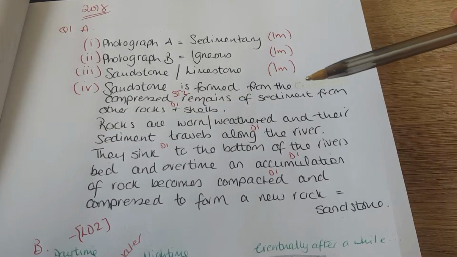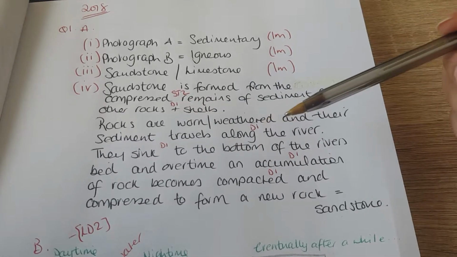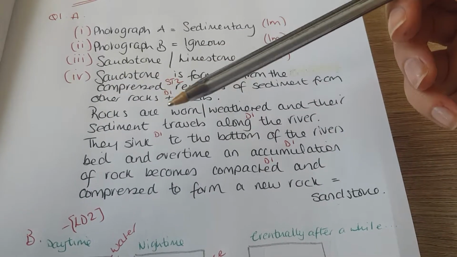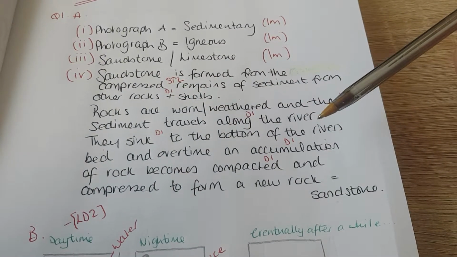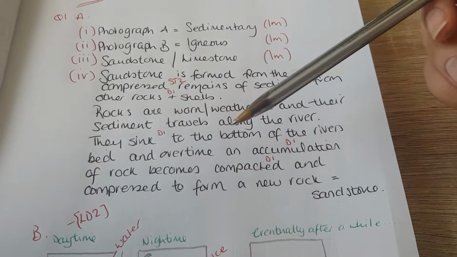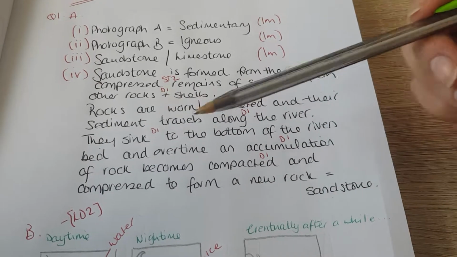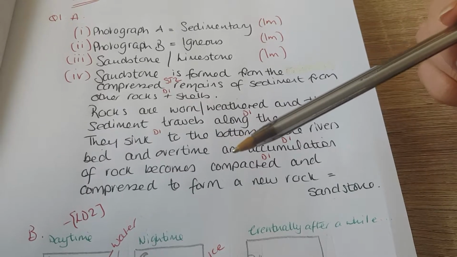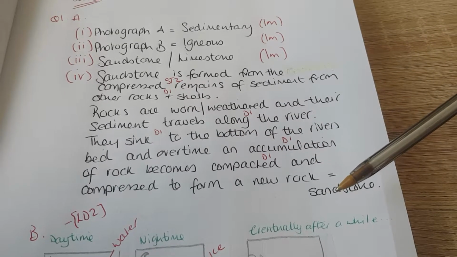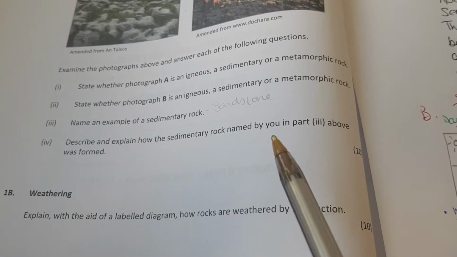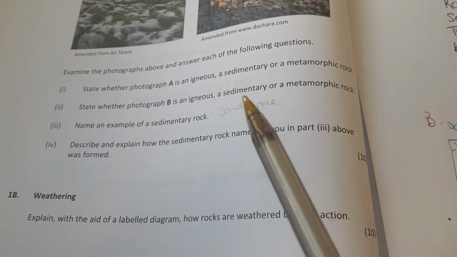Rocks are worn and weathered, and their sediment travels along the river, so along the top of the river. They sink to the bottom of the river's bed, and over time an accumulation, a build up of rock, becomes compacted and compressed to form a new rock, sandstone. And that's that. Then it says describe and explain how the sedimentary rock named in part 3 above was formed. Yeah, that's that part.